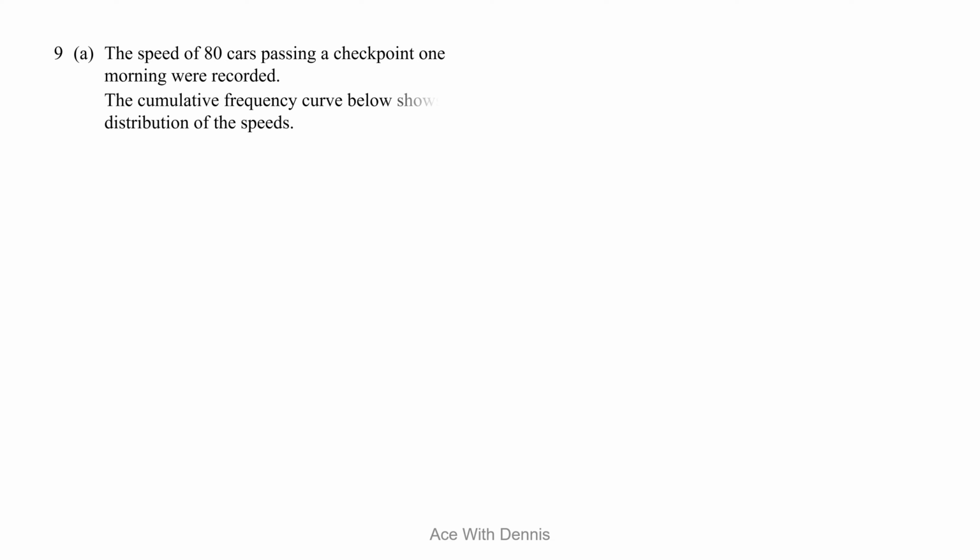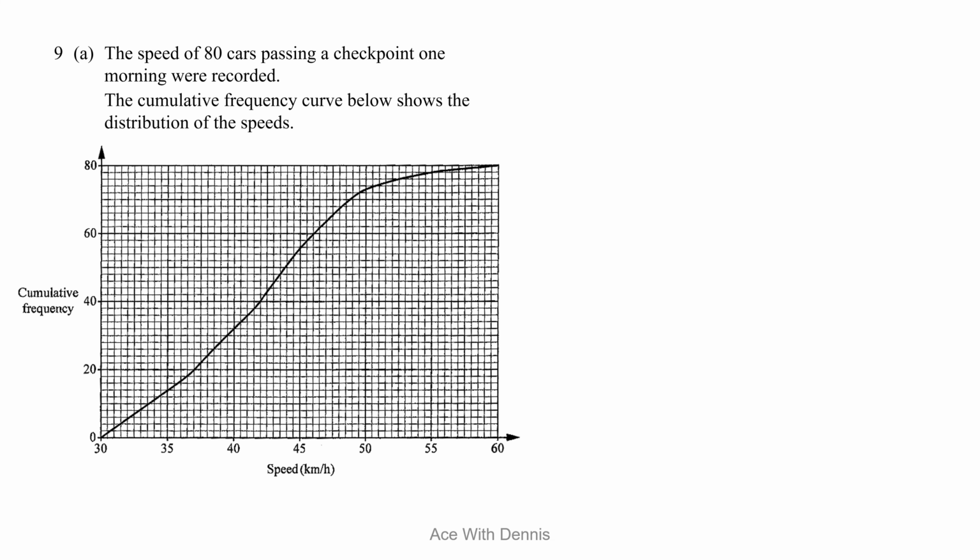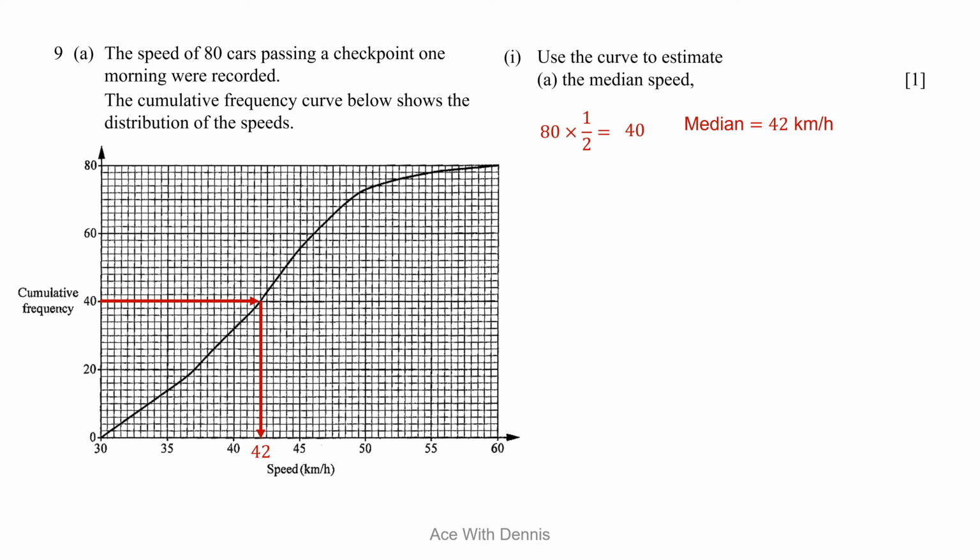Question 9. A. The speed of 80 cars passing a checkpoint one morning were recorded. The cumulative frequency curve below shows the distribution of the speeds. 1. Use the curve to estimate A. The median speed. 1 mark. We know that median means middle number. So for this case, we have 80 cars, and when we divide it by 2, we get 40. So from the cumulative frequency curve, when the frequency is 40, then the speed will be 42. Hence, median equals 42 kilometers per hour.